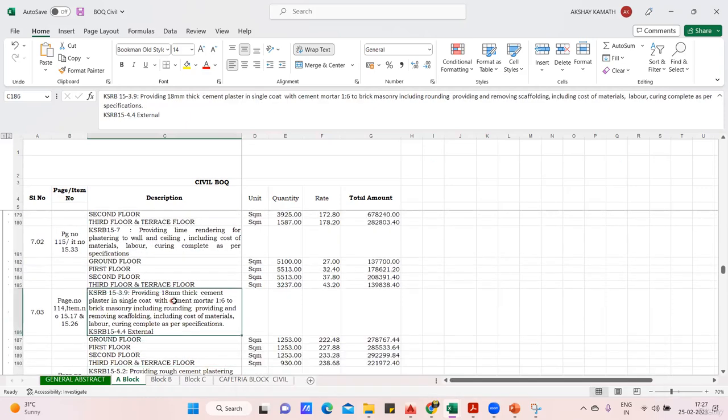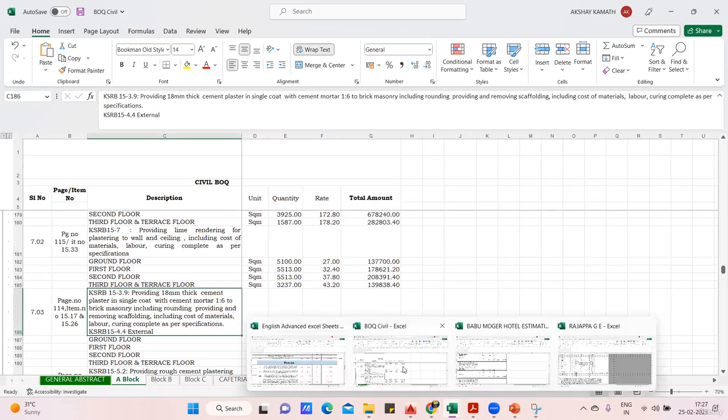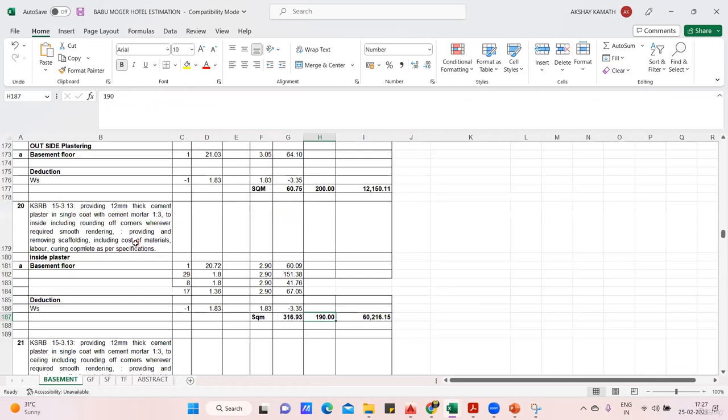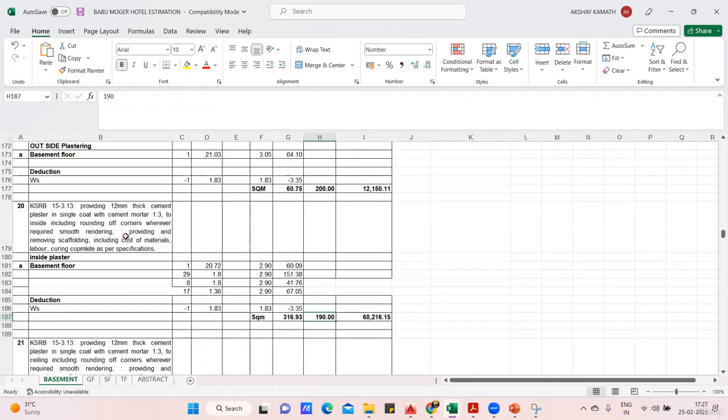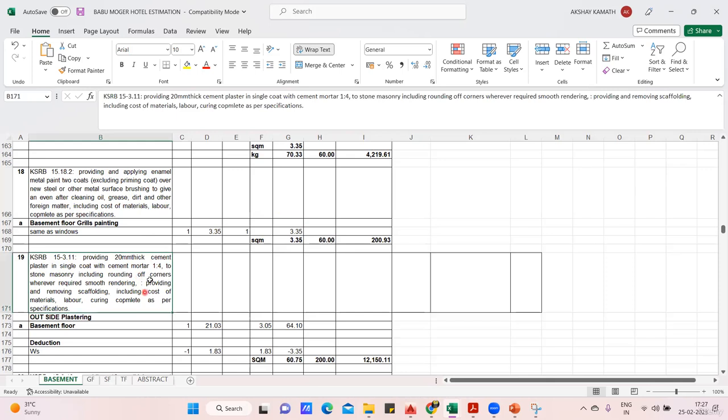Maybe they are going with 18 mm plastering for outside, and they're going with 1 is to 6 ratio. So it totally depends on the client how he wants to do that. I'll show you one more. Maybe here I can do. So this is 12 mm. This is also 12 mm. Yeah, see here, this is good.